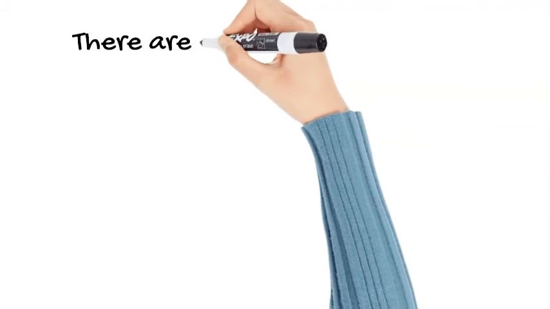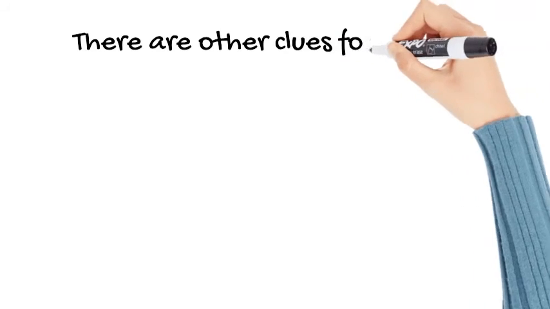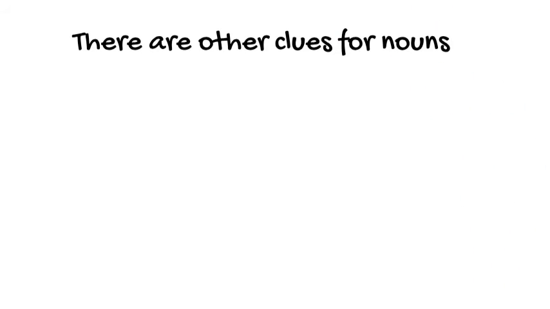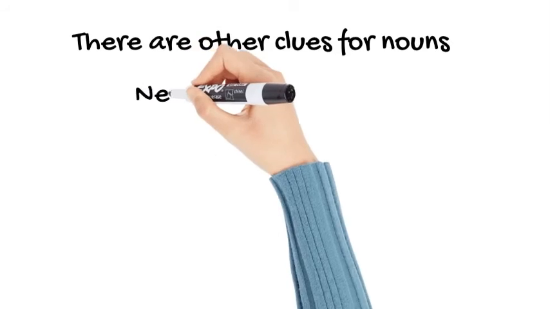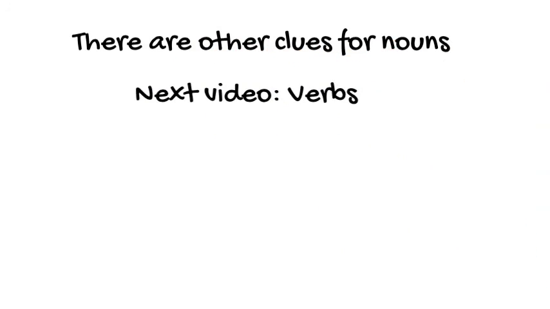Now there are other clues to tell if something is a noun, but they can get a bit confusing. So another way to tell that a word is a noun is that it's not a verb. So in the next video, we will talk about verbs and how to know if a word is a verb so that we can know that it's not a noun.